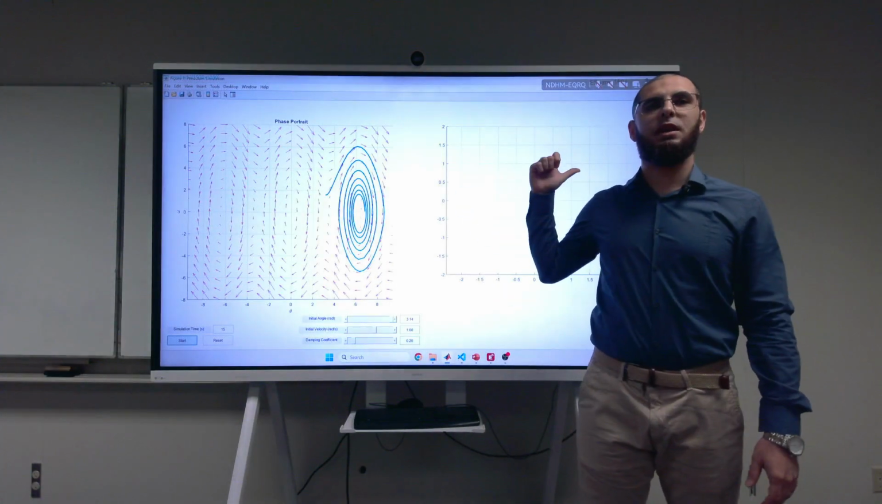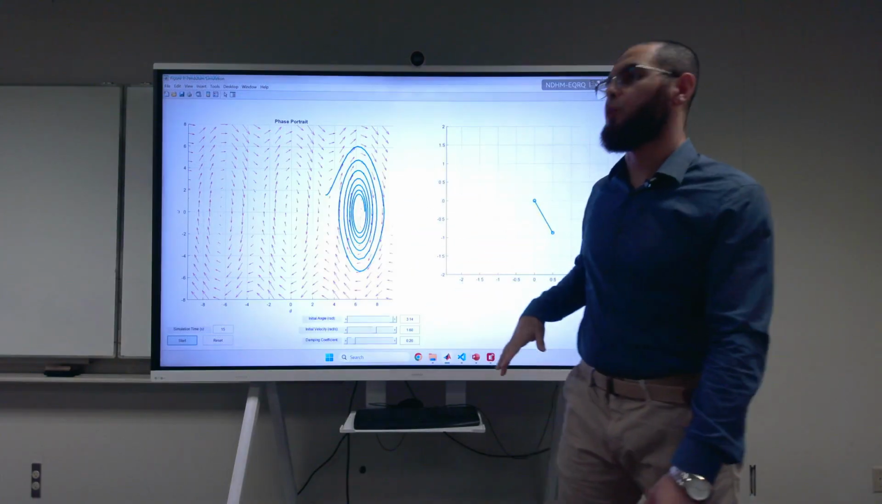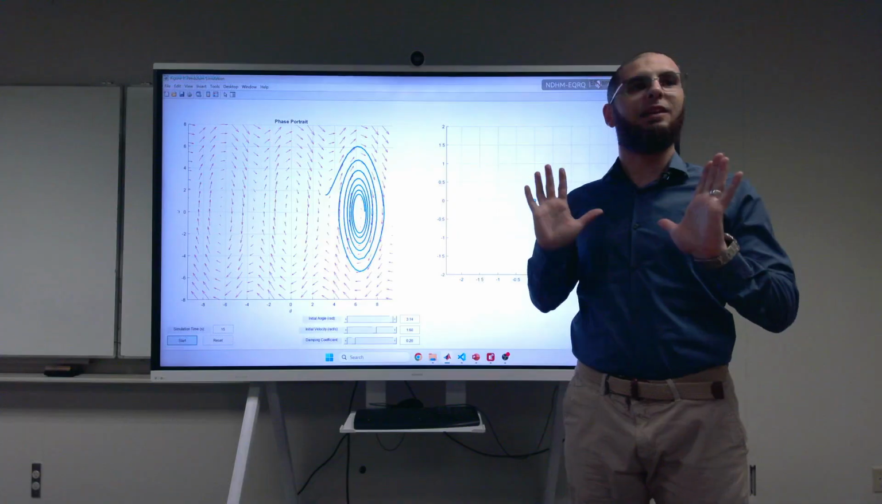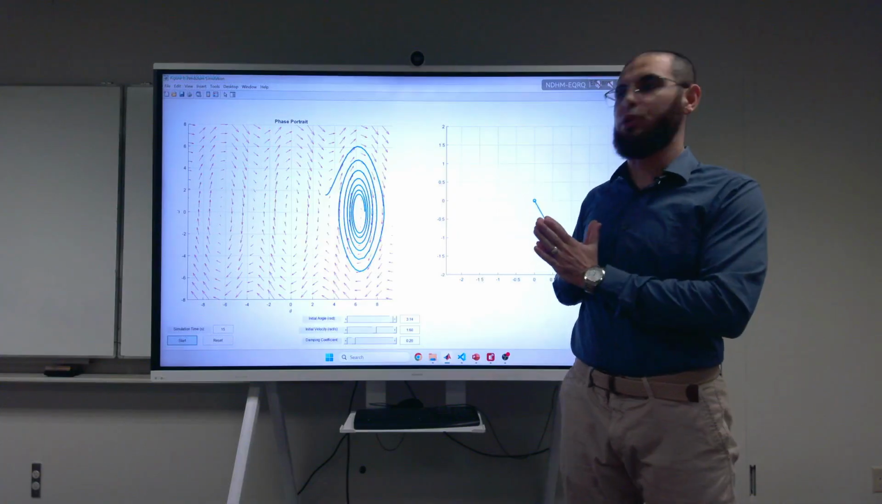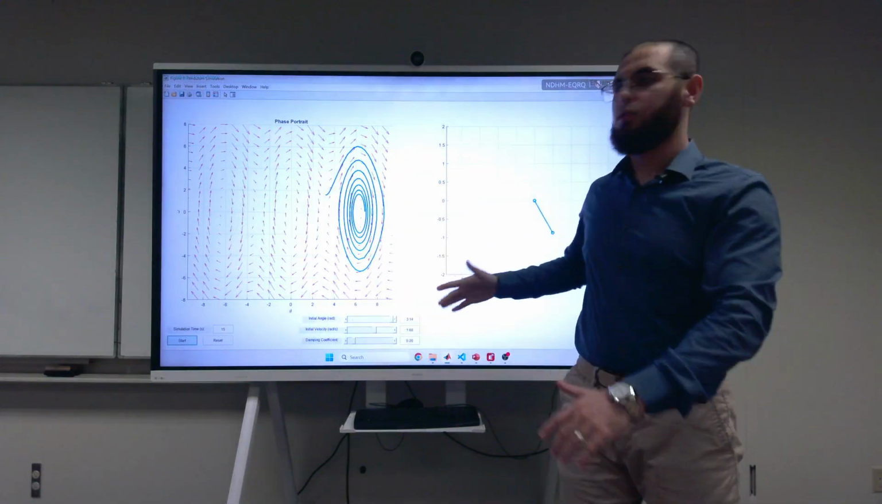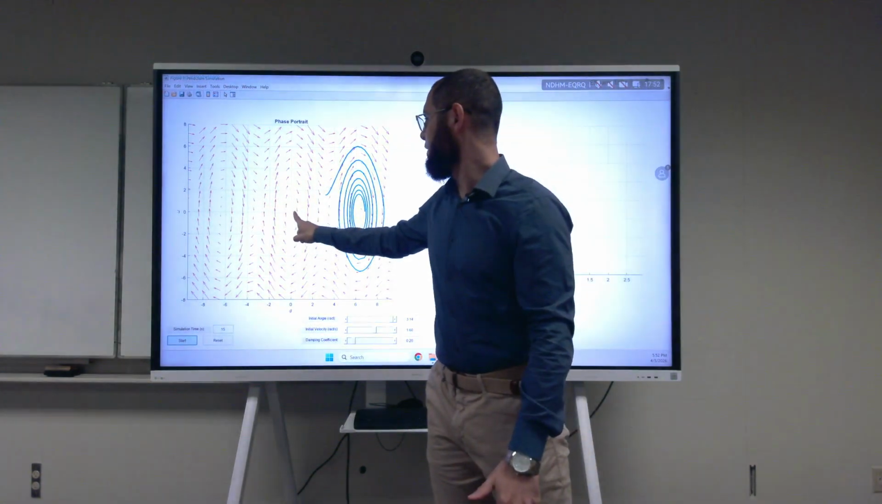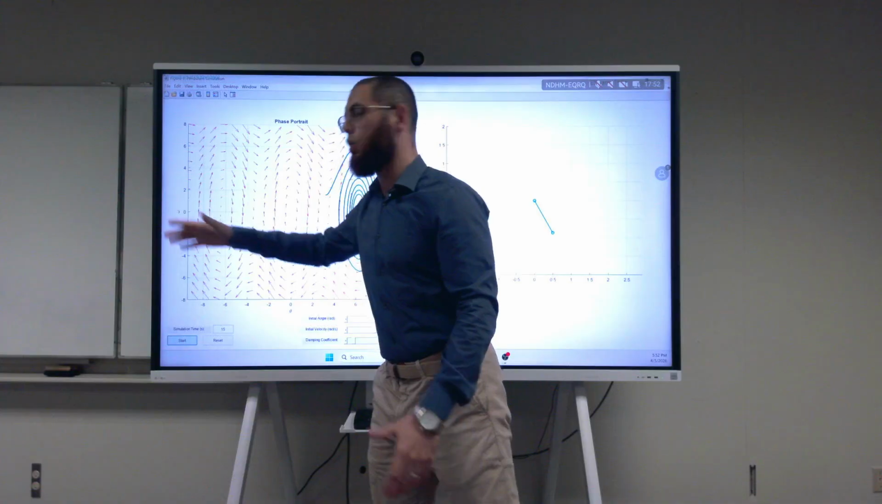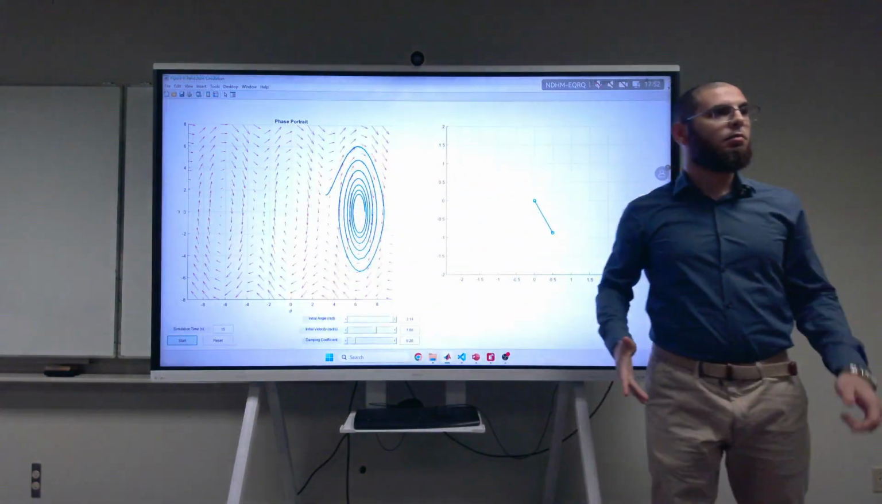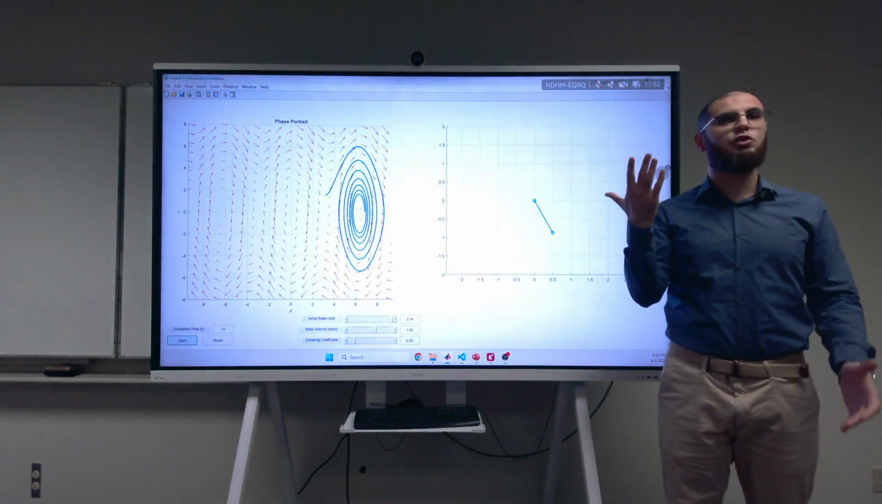You remember when we discussed, first of all, when we looked at this first portrait from an analytical point of view, you say how many equilibrium points do we have? Infinite. You have this one and this one, this one and this one and this one and so on. All of the multiples of pi. But this is an artifact. This is only a visualization artifact.